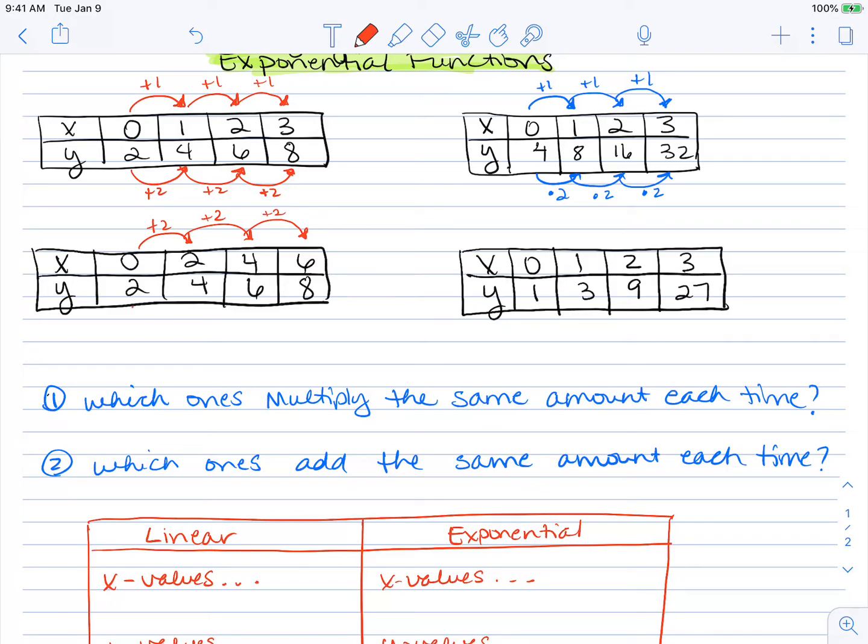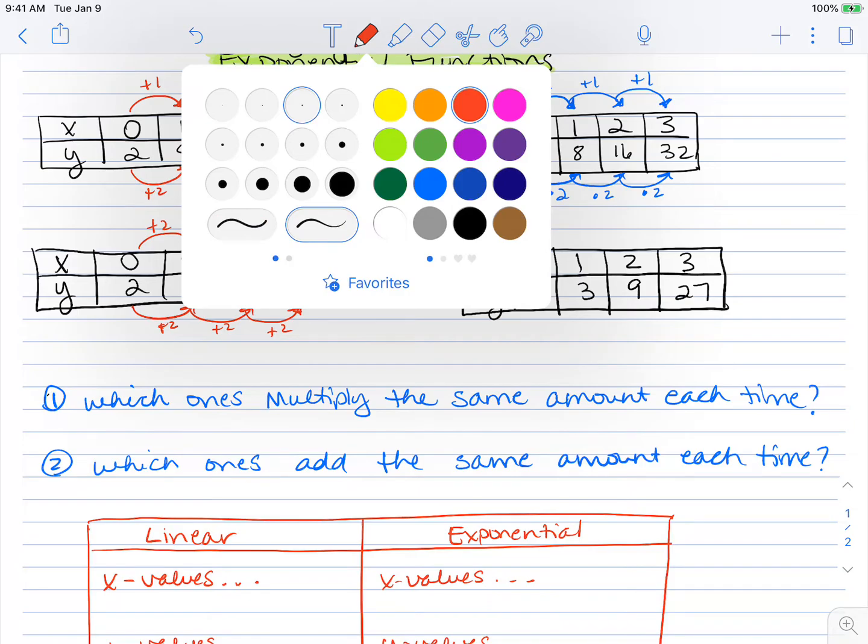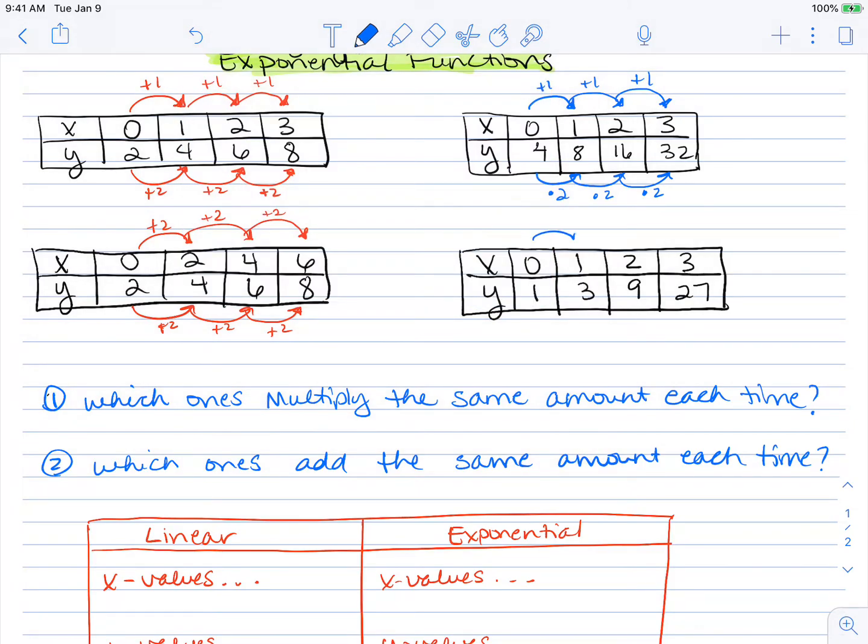Okay, I'm going to look at the bottom, look at the y values, and see how those change. And if I go 2 plus 2 gives me 4, 4 plus 2 gives me 6, and 6 plus 2 gives me 8. Okay, so that works. I'm going to look at the other one on the right and see how this is changing. Okay.